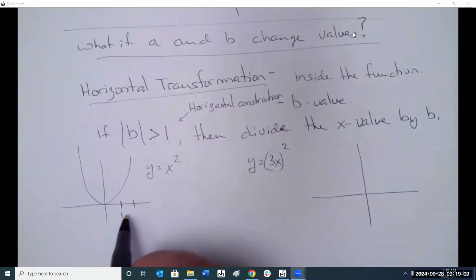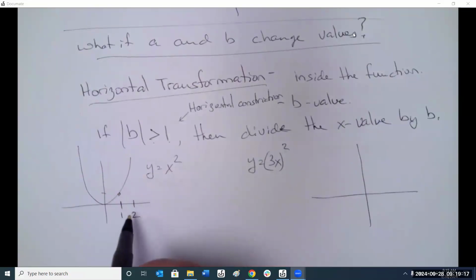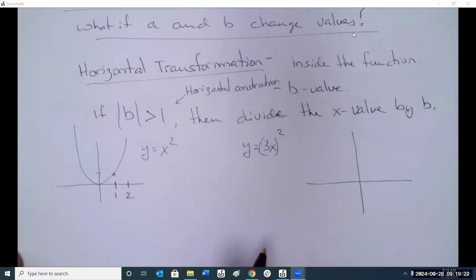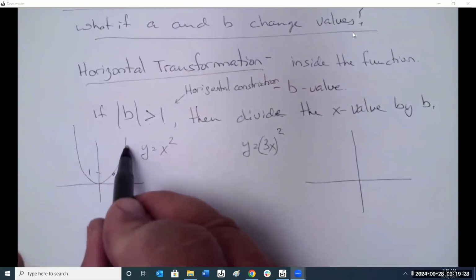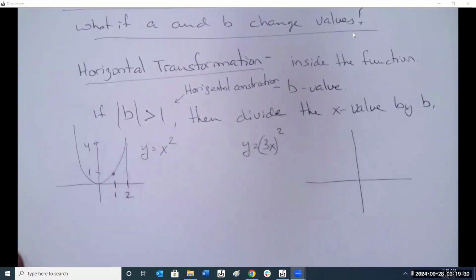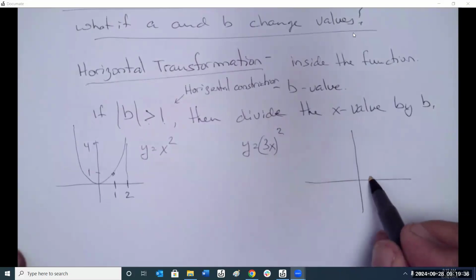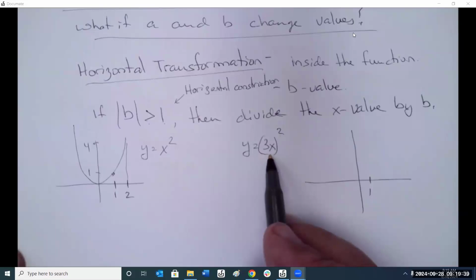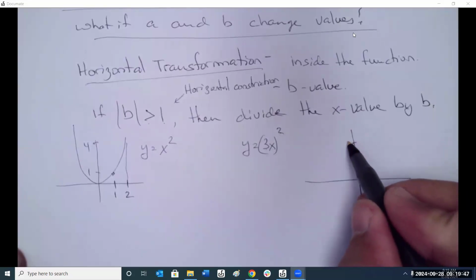Let's look at 2 points here, 1 and 2. When x is 1 right here, what's y? When x is 1, 1 squared is 1. When x is 2, what do I get? Now let's look at this one. When x is 1, what's y? Well, 1 times 3 is 3. 3 squared is... so now it's 9.